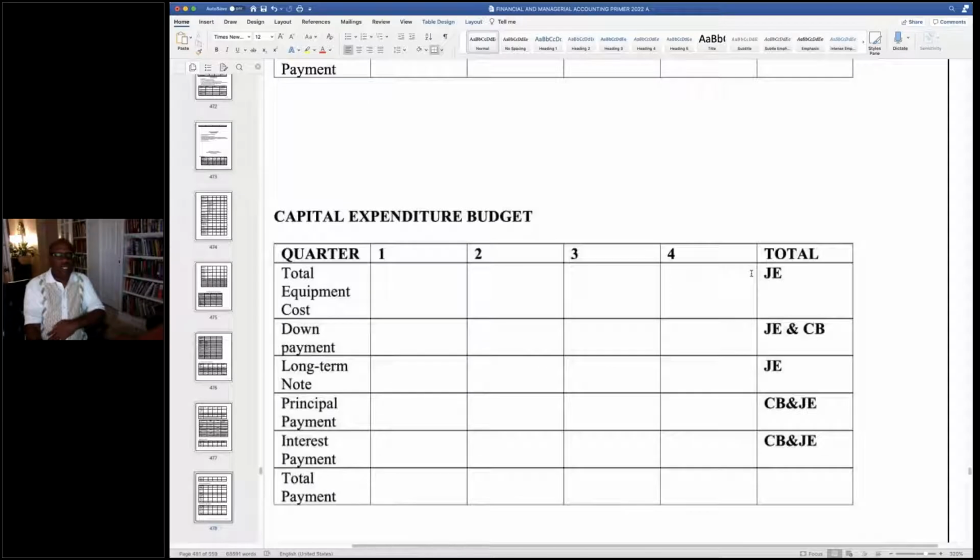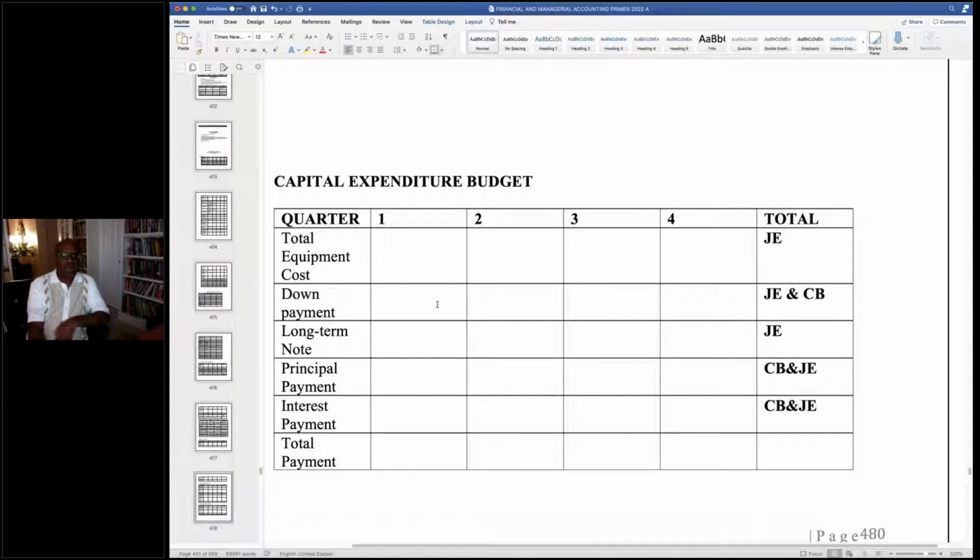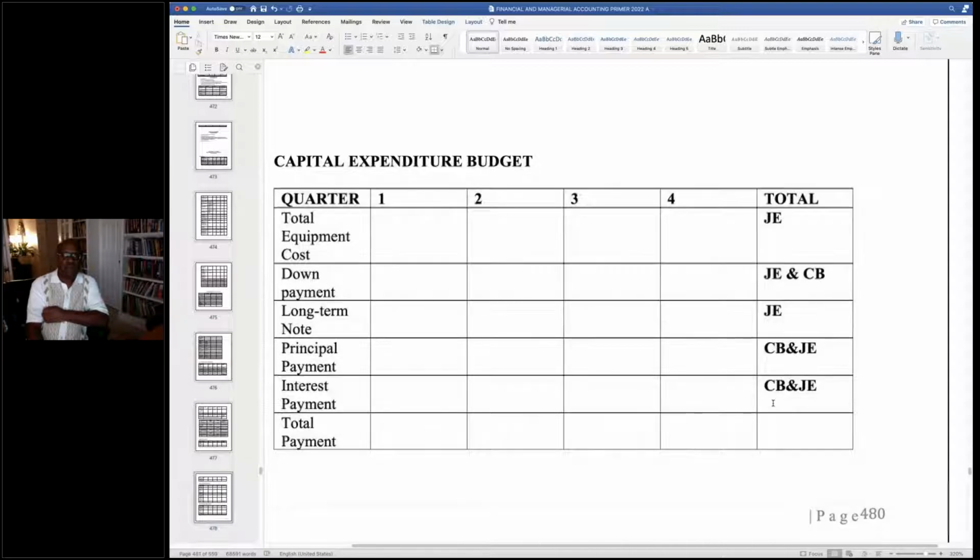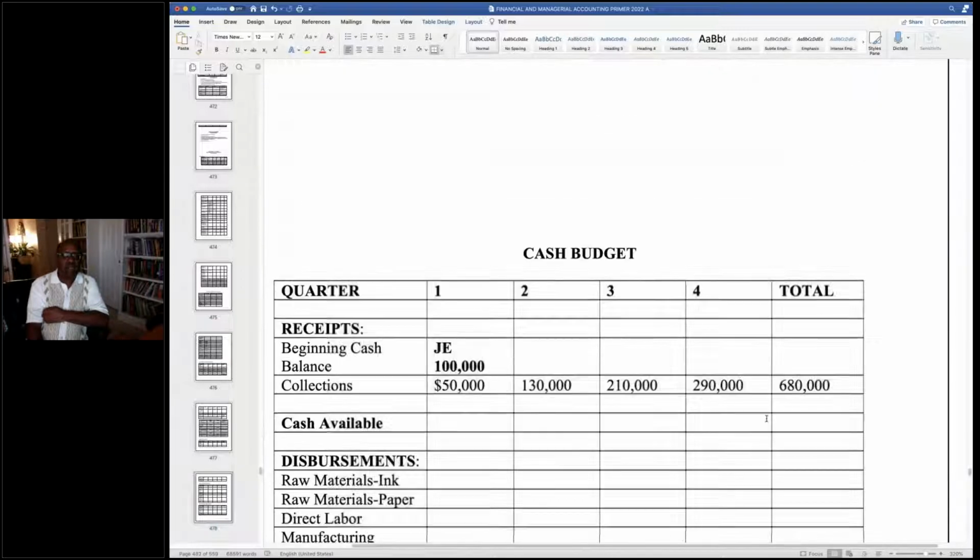For the capital expenditure budget, we're going to buy the equipment with a long-term note, so you got that journal entry to make. Then there are payments of principal and interest. You got to put those in there. You also got to put your last line on when you see CB, that means it goes on the cash budget. So eventually these numbers have got to go on this cash budget.